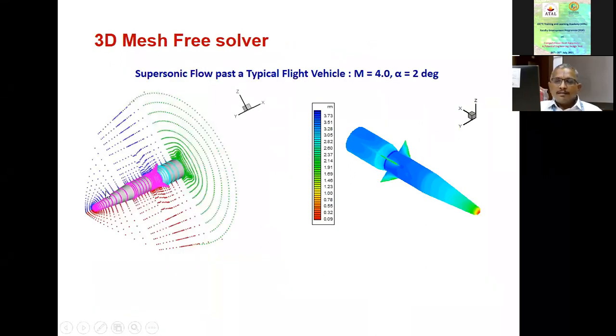This is another kind of simple body, not as complex as a full aircraft, but still complex with respect to having fins and sharp edges. So again, these were some of the examples which we took up and solved for supersonic flow over these kinds of geometries.